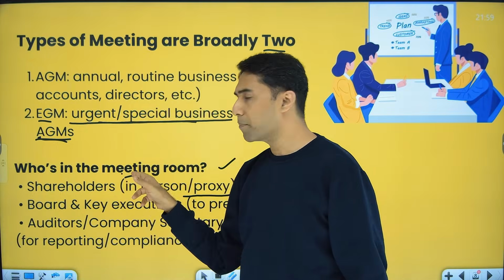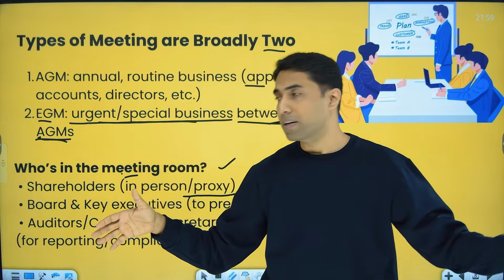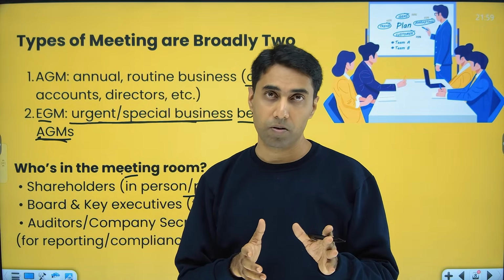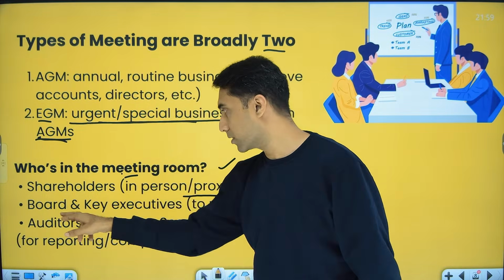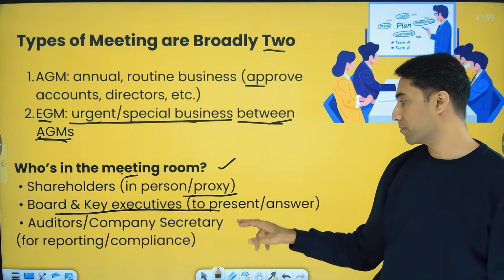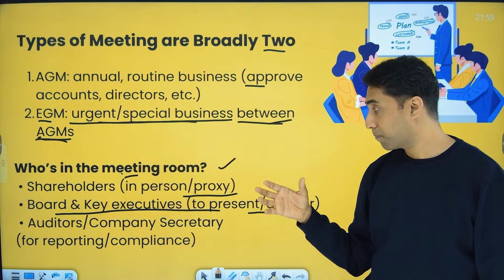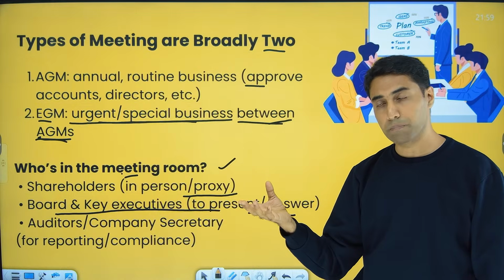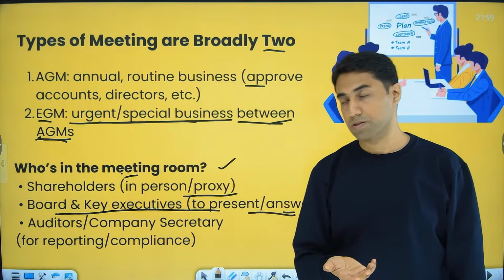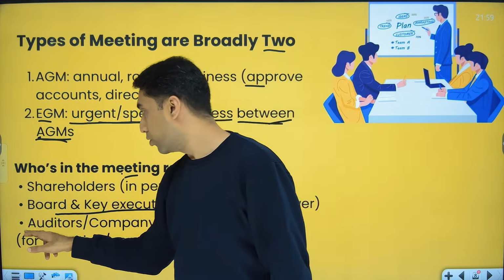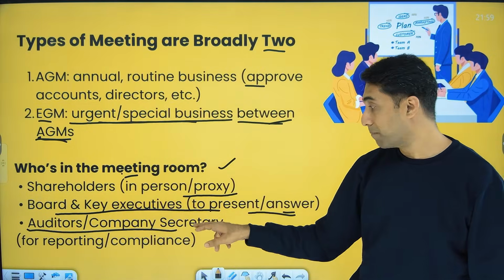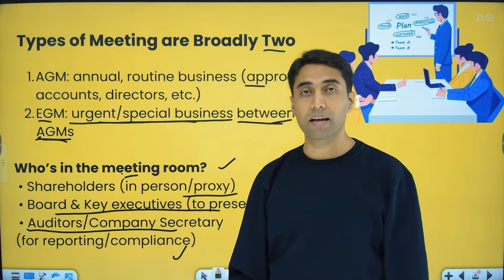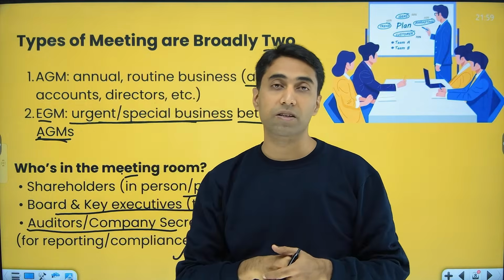Okay. Who else is in the meeting room? So imagine an actual meeting room. If you just read this by heart, it's of no use. In the meeting room, who is there? Shareholders. Then board and key executives. Correct. Why are they there? They are present to present different developments in the company and to answer different questions. You have auditors, chartered accountant, company secretary for reporting, for compliance. These are all the people who are there in the general meeting where shareholders are there.